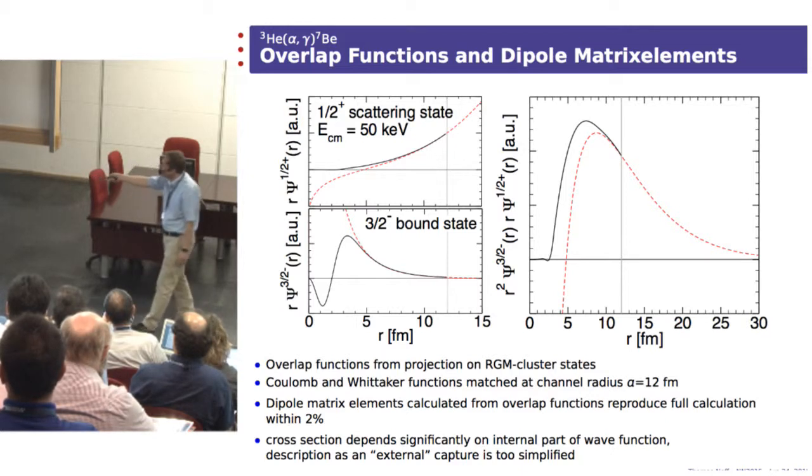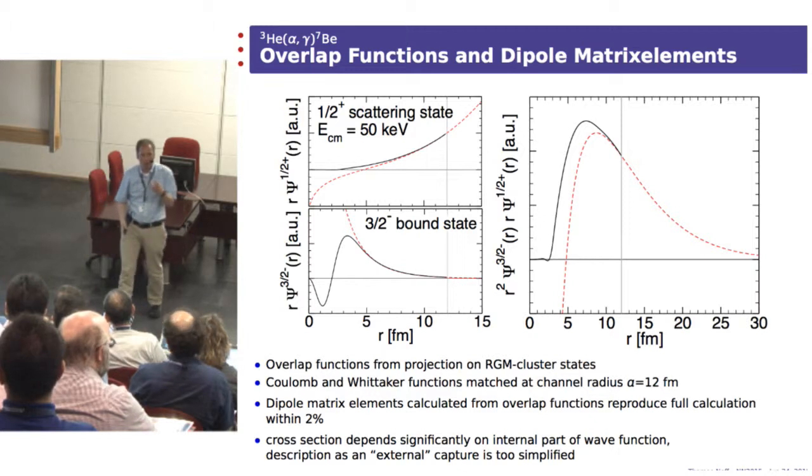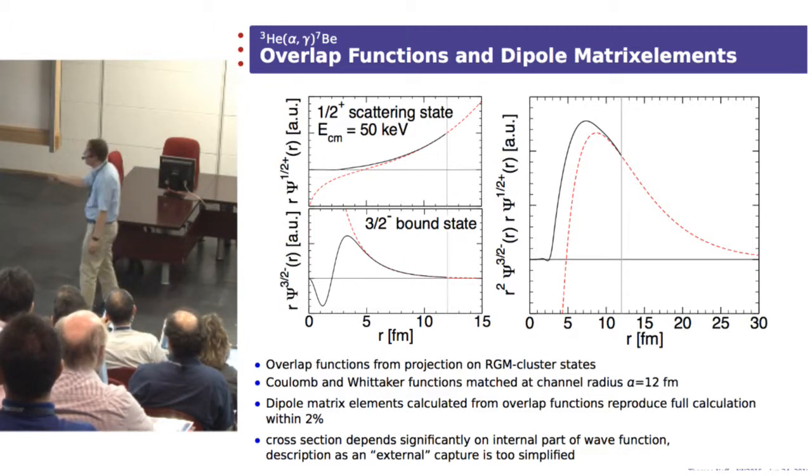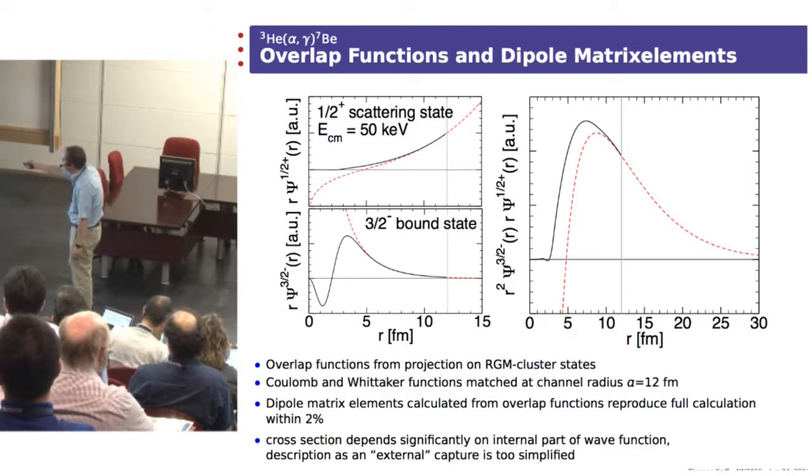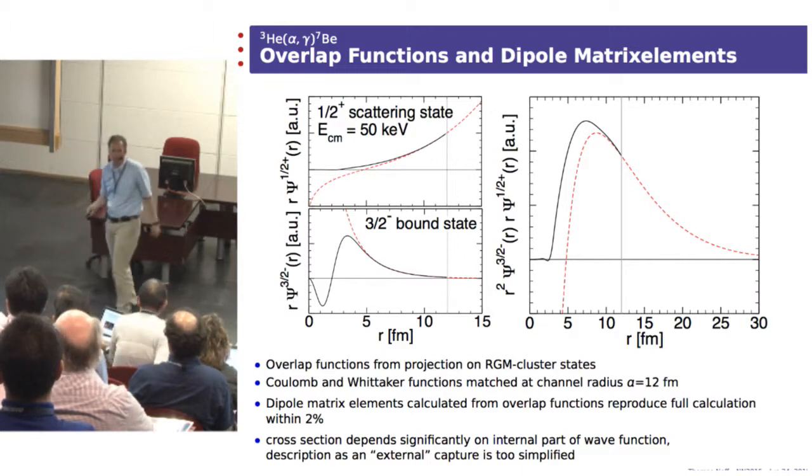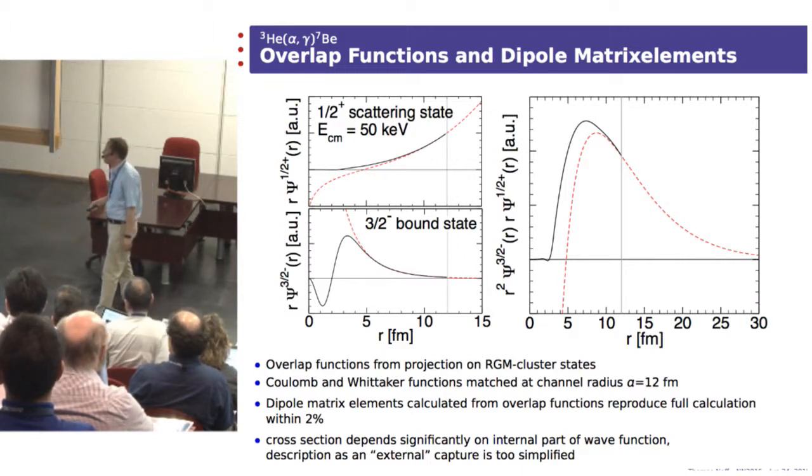But still, the internal part here, up to about 5 Fermi, is important for the absolute magnitude. So it's not enough to just treat it in a sense as an external capture. You also have to think about the short-range physics.